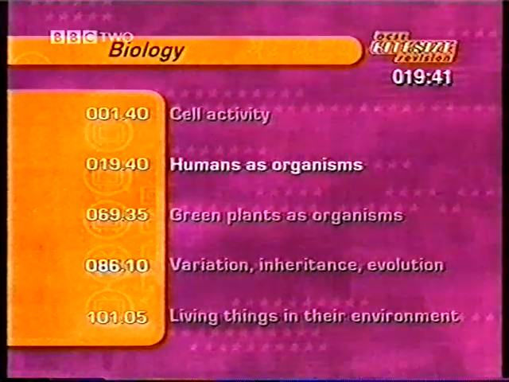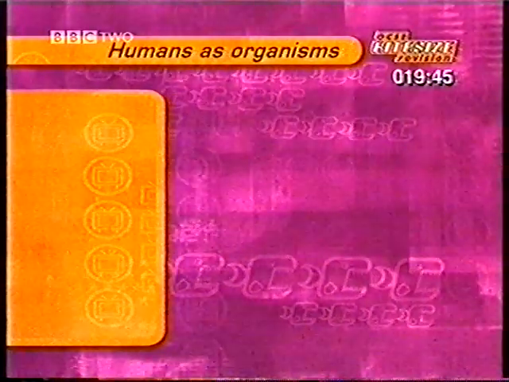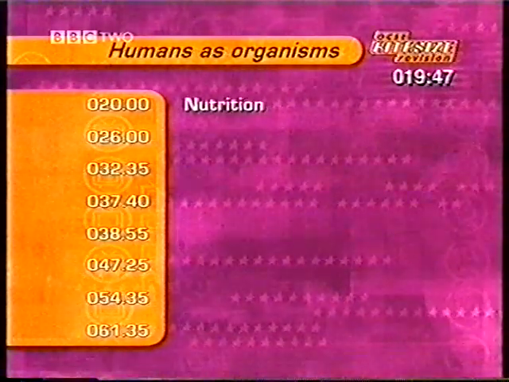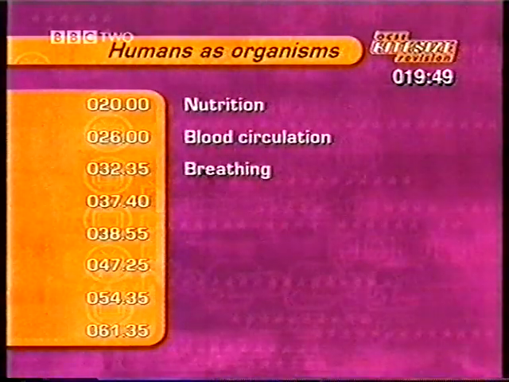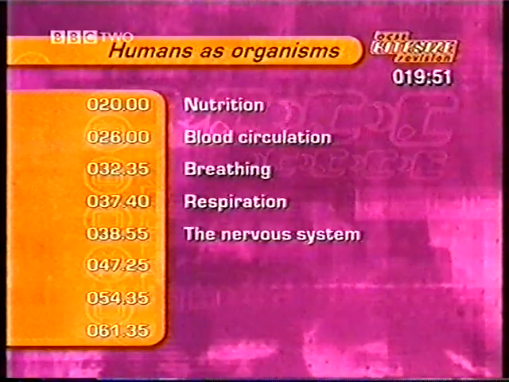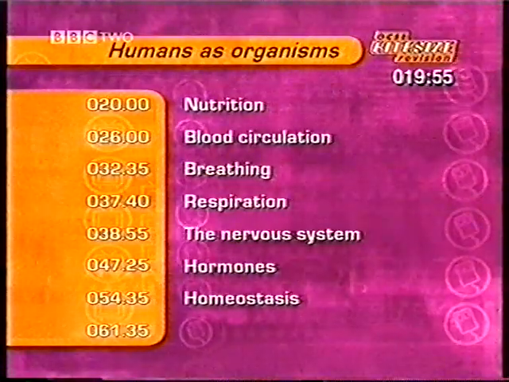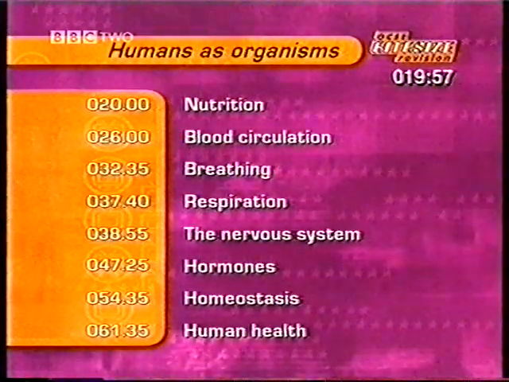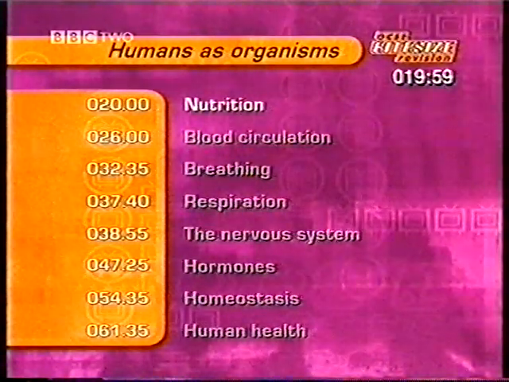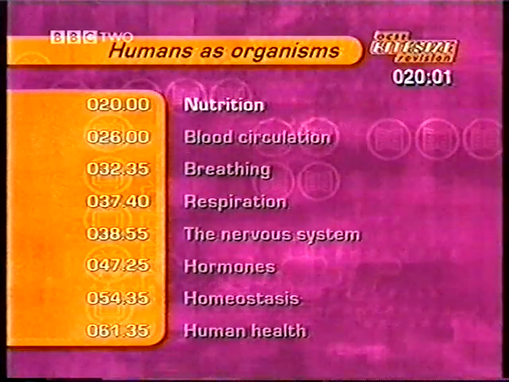This section is about humans as organisms. In this section, we'll cover nutrition, blood circulation, breathing and respiration, the nervous system, hormones, homeostasis, and human health. First, nutrition.